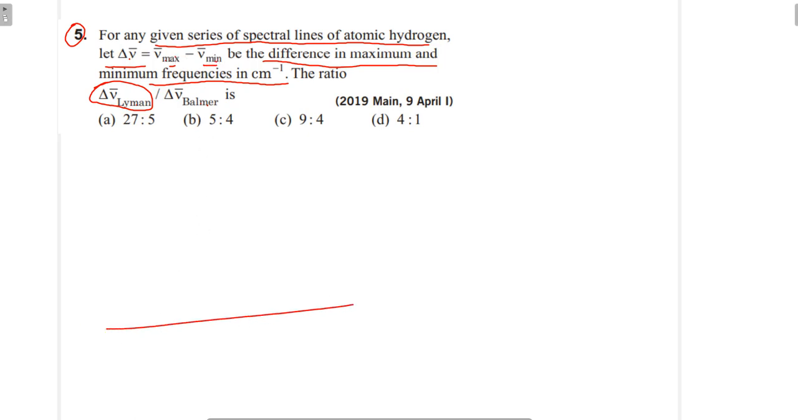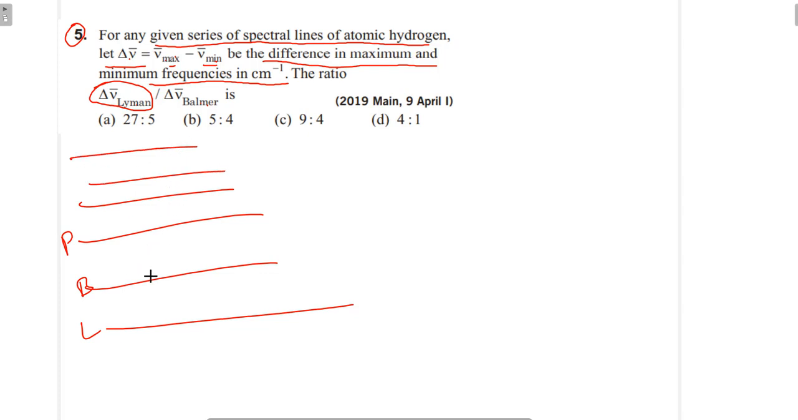See, this is the Lyman, Balmer, Paschen, and so on. Now the question is asking only about Lyman and Balmer. So one is coming from the infinity. Here lambda is smaller. Lambda smaller means nu bar is maximum. Next line is coming like this. From the next level, lambda maximum, nu bar will be minimum. ये दोनों का variation होगा.